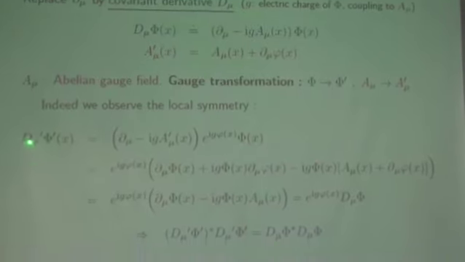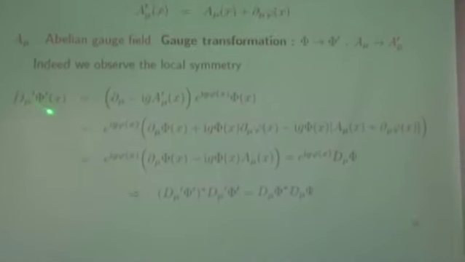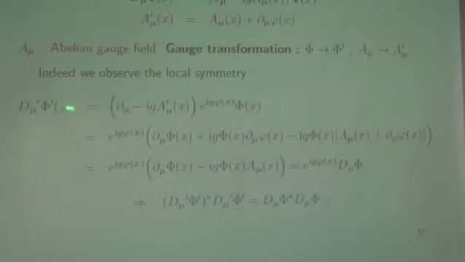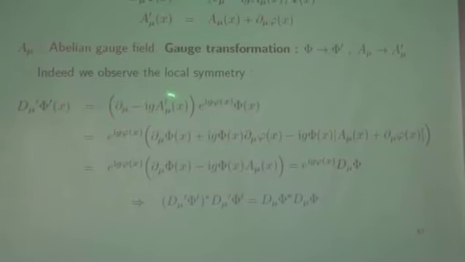So we look at the covariant derivative transformed, applied to the field transformed. So this is the covariant derivative after the transformation with the A prime already inserted, and this is the phi prime, so phi with the local phase factor. Now if we apply this, first we drag this exponential factor to the left.